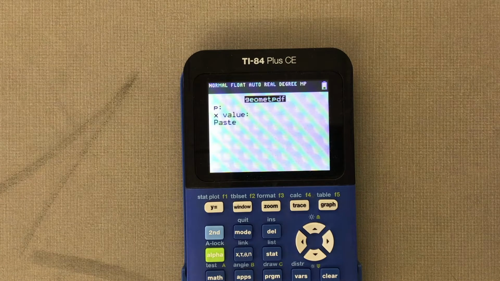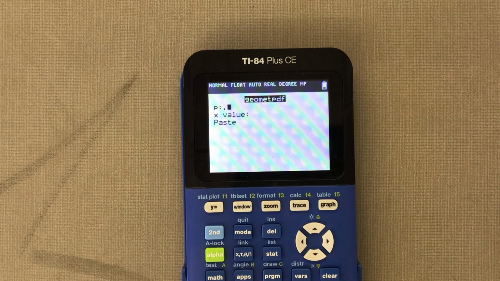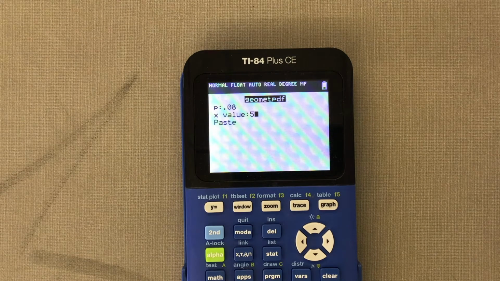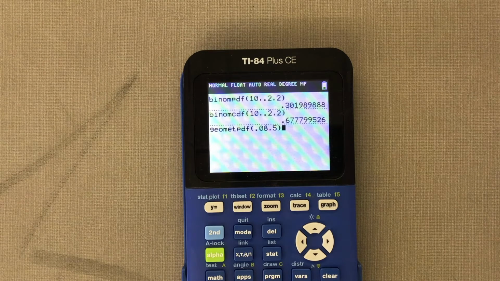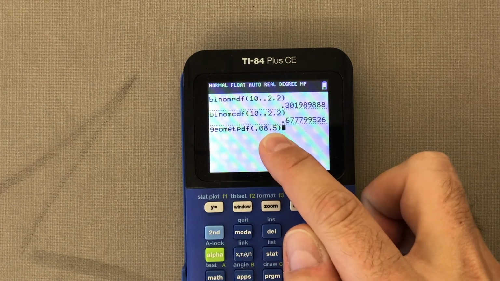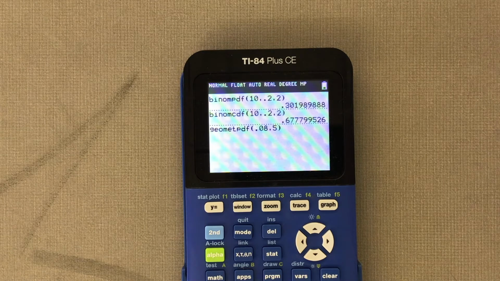And nothing really unexpected here. What is our probability? In this case, it is 8%. And where are we thinking about our first success is going to be at? We're wondering about when is the first success at the 5th person. So exactly equal to 5. Hit paste. For those with the older calculator, there's your notation right there. Probability, comma, X, or when the first success occurs. And we hit enter. 0.0573. So there's geometric PDF.